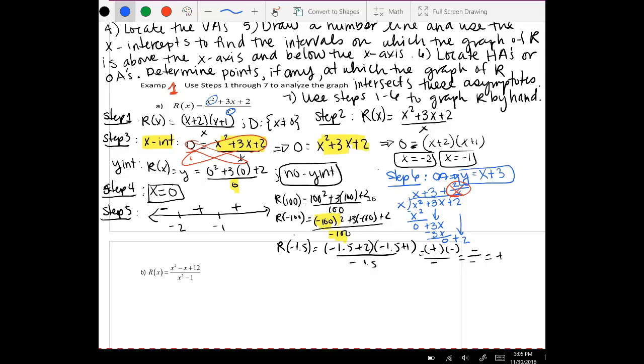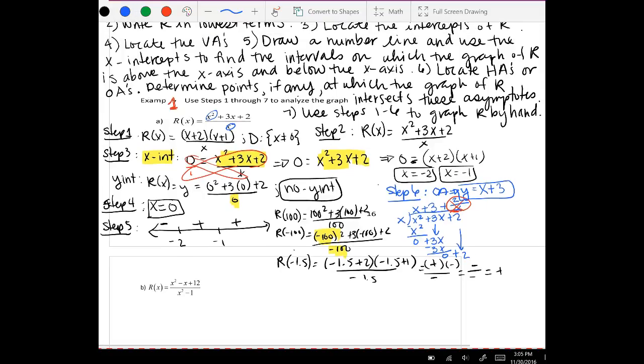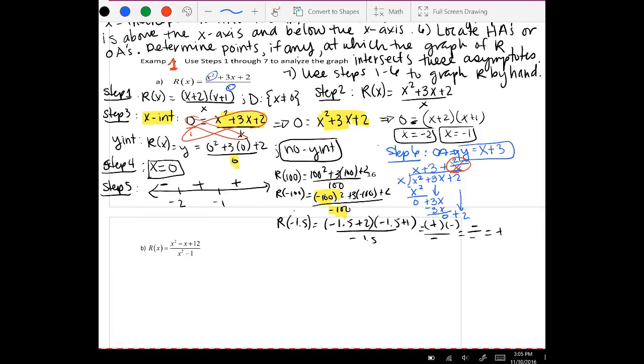In addition to finding HA or OA, it wants you to determine whether this rational function intersects the asymptote at all. And how do we decide that? Does it intersect OA or not? That's our question. And how do we do that? This right here, let me highlight this.